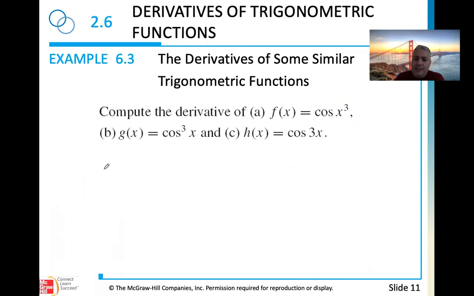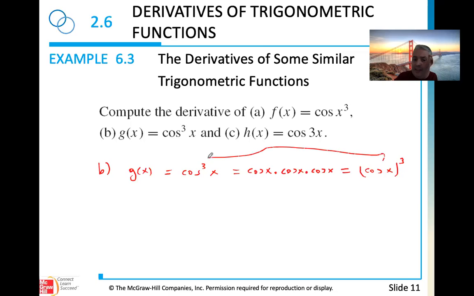Now the second thing is part B. Be careful now, g of x, which is cosine cube x. But in trigonometry, what does cosine cube x mean? It means cosine of x times cosine of x times cosine of x. It means cosine of x to the power of 3. This notation and this notation are the same, but we in general prefer to write cosine cube x. The meanings are the same.